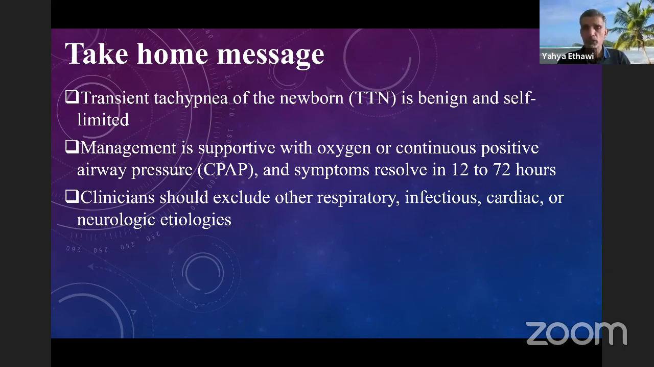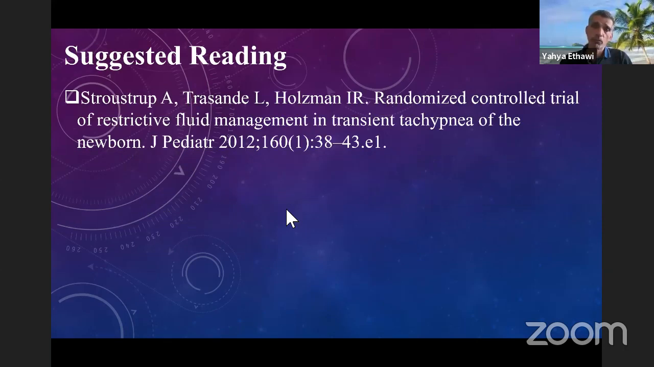Usually there is no specific treatment, but it's hard to differentiate it from other problems such as infection. So a detailed history and evaluation are needed to exclude other etiologies such as respiratory infection, cardiac, or neurological causes. If you want to read more about TTN, there is a very nice article by Stroustrup about a randomized control trial of restricted fluid management in transient tachypnea of the newborn. They talked in detail about transient tachypnea.